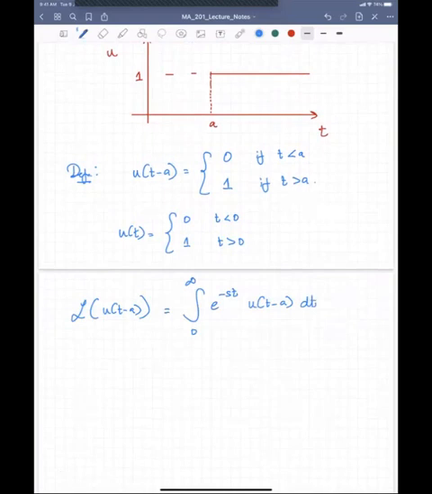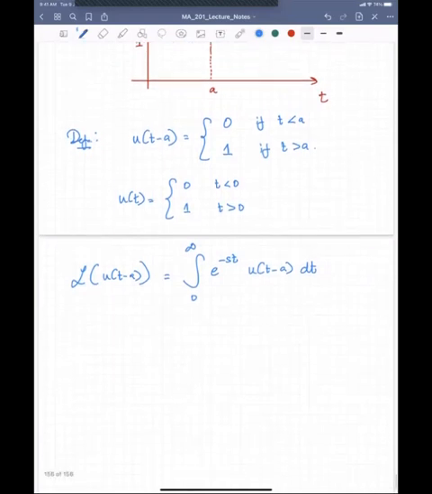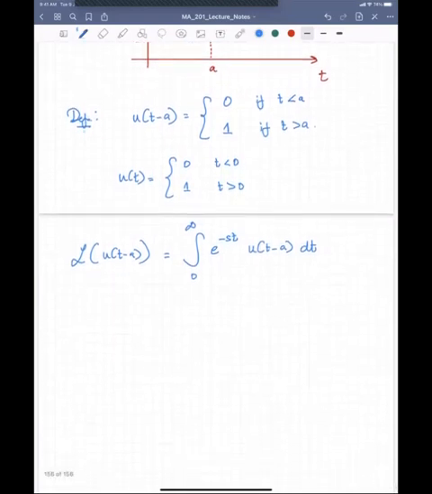Now remember that this unit step function is 0 for any time t less than a. It only turns on at t equal to a. So below t equals a, from 0 to a, the contribution of this integral is going to be 0. So this integral is only going to be non-zero starting at t equal to a, and starting at t equal to a, the step function is just 1. So this integral is basically from a to infinity of e to the minus st dt, which is basically e to the minus as over s.